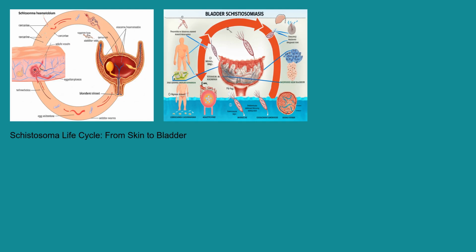Once the schistosoma larvae, called cercariae, penetrate human skin, they transform into schistosomulae. These travel through the bloodstream to the liver, where they mature into adult worms. The adult worms then migrate to the veins surrounding the bladder. Here, the female worms lay eggs, which penetrate the bladder wall and are excreted in urine.